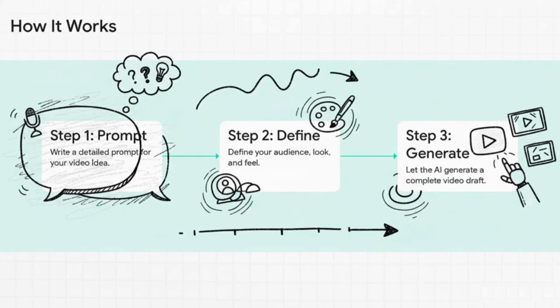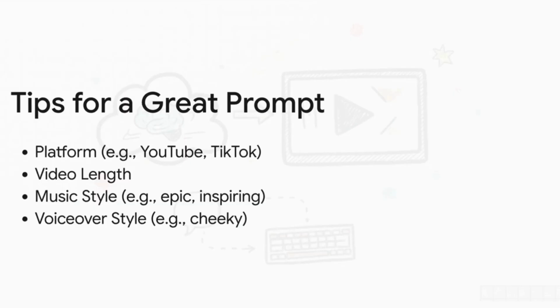Okay, so how's it work? It's basically a simple three-step process for your first draft. The more specific you are here, the better the AI can absolutely nail your vision.